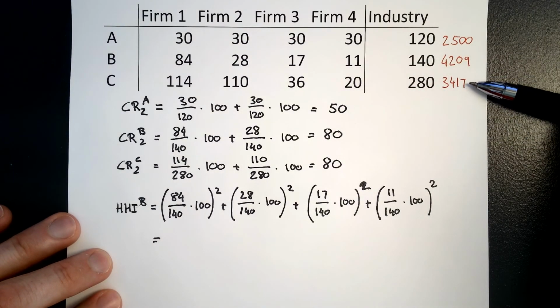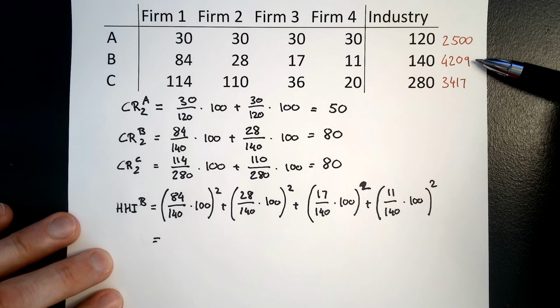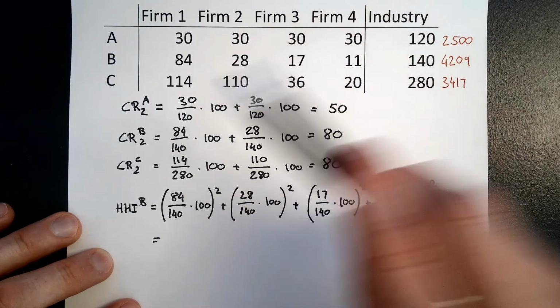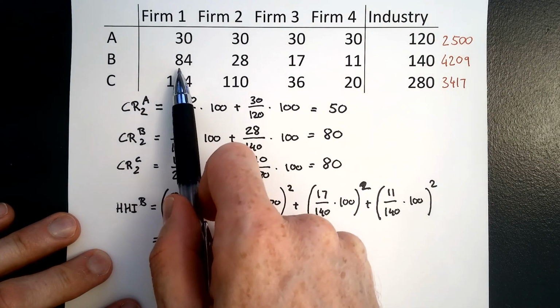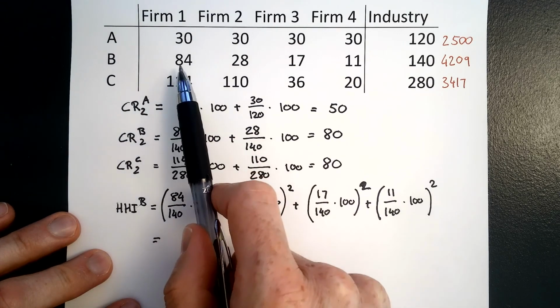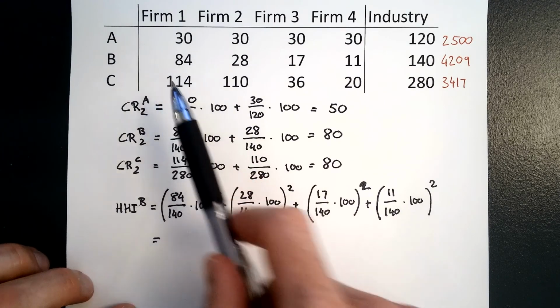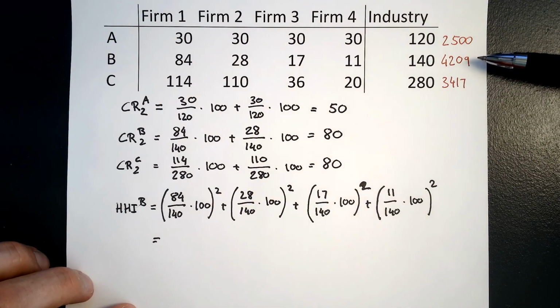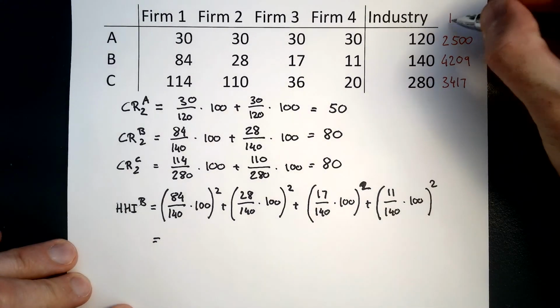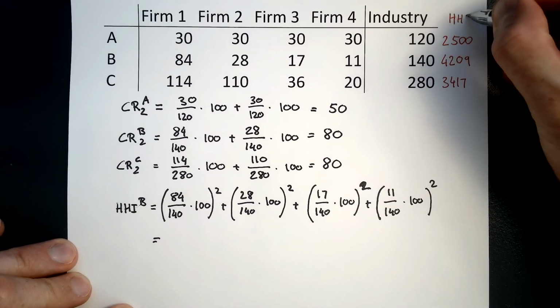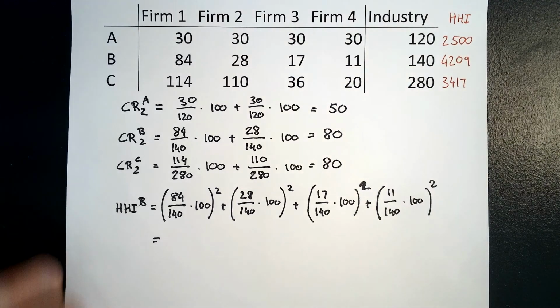Okay? So now note that the HHI is higher the more concentrated the industry is. Here we said that industry B is the most concentrated. We noticed that intuitively at the beginning. And so you can see that this is also reflected by the HHI, which is higher for industry B than it is for industry C.